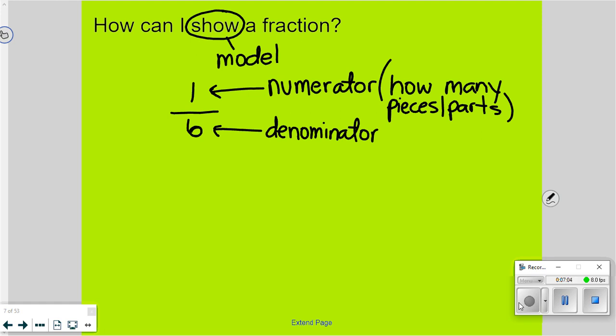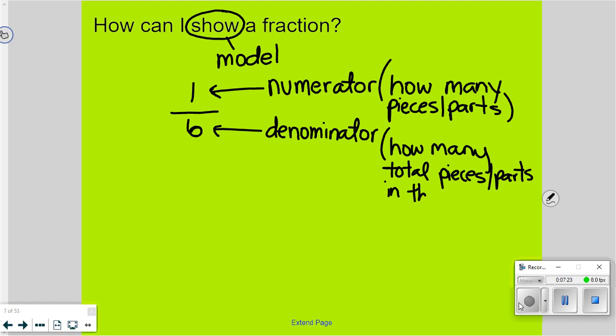We need that word. How many total pieces? You could also write parts. Those are synonyms. In the whole. How many total pieces or parts are in the whole?